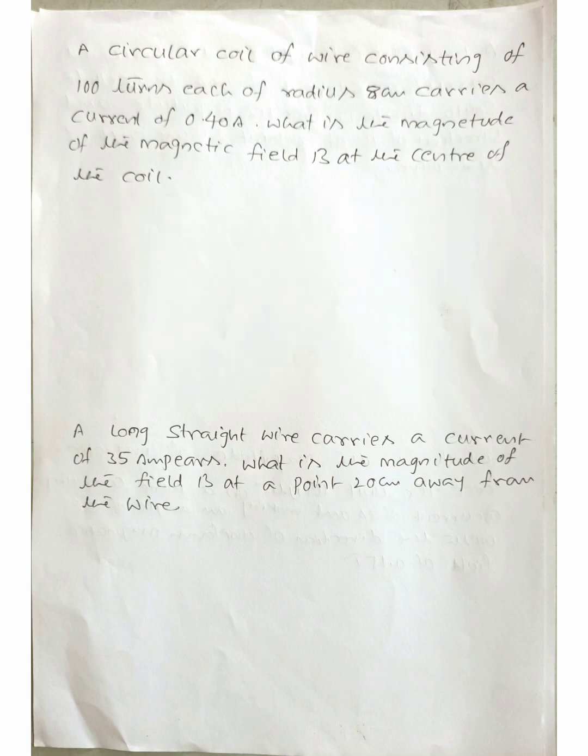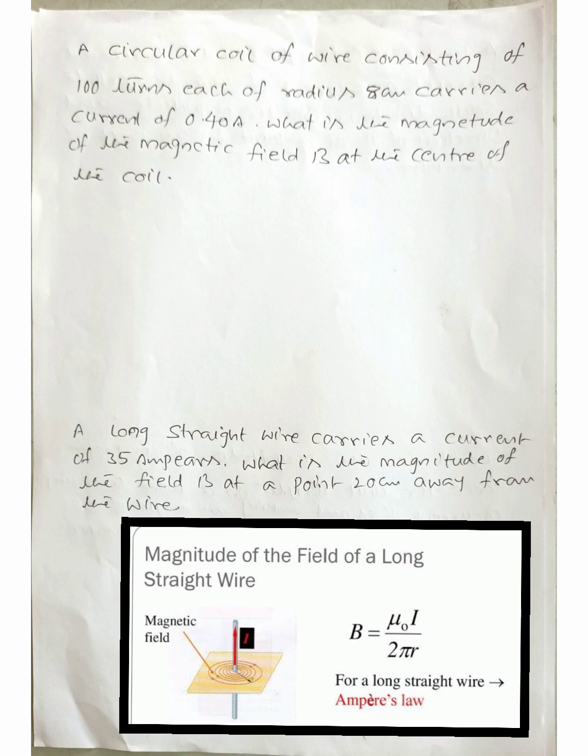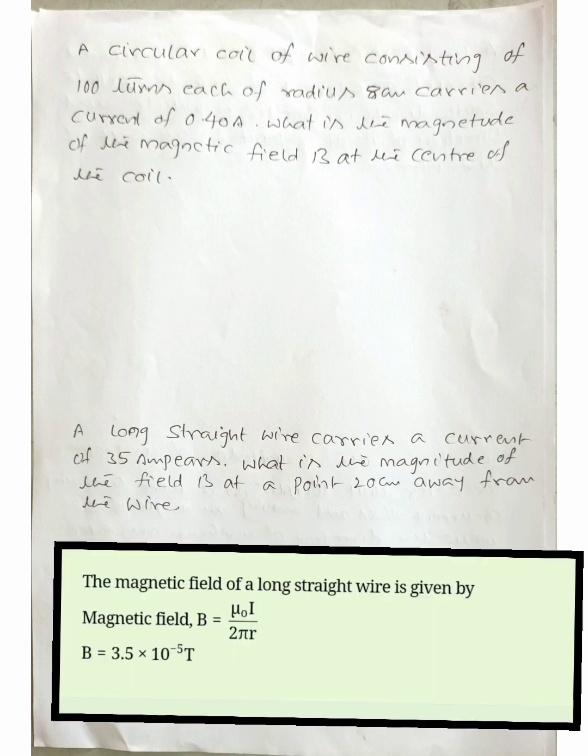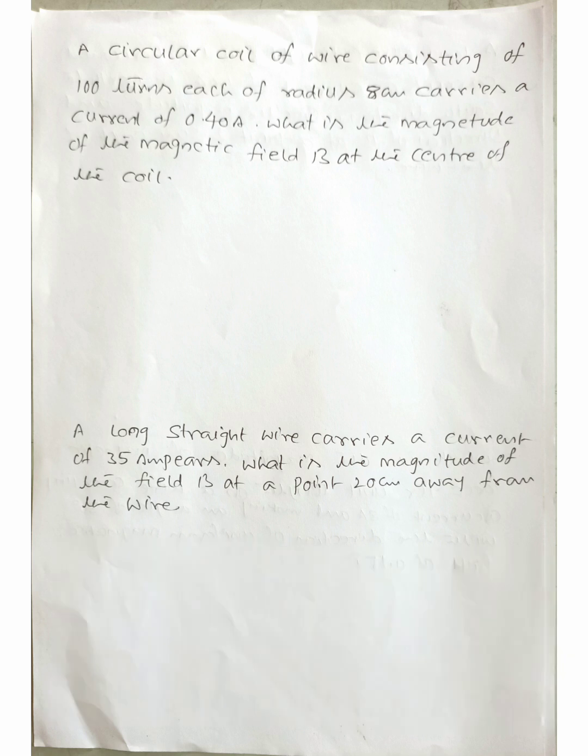A long straight wire carries a current of 35 amperes. What is the magnitude of the field B at the point 20 centimeters away from the wire? The magnitude of the field of a long straight wire is B is equal to mu 0 I by 2 pi r. Substituting these values, I 35 amperes and R 20 into 10 power minus 2 meters in the given formula, we get B is equal to 3.5 into 10 power minus 5 Tesla. In this way, you can solve the given problems using the required formulae.